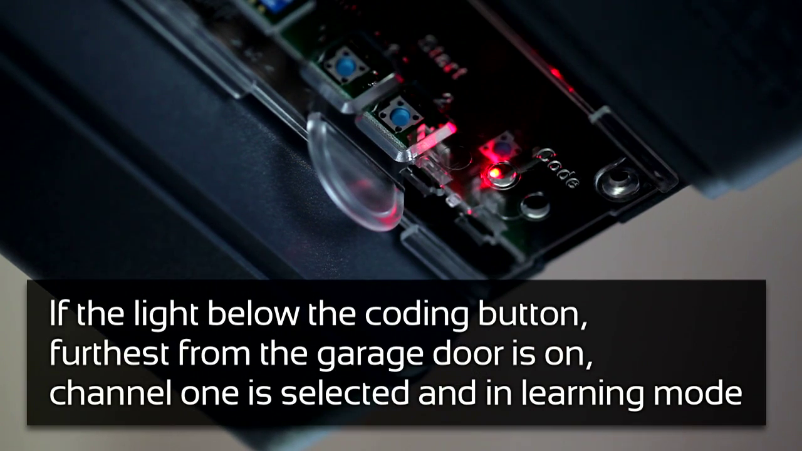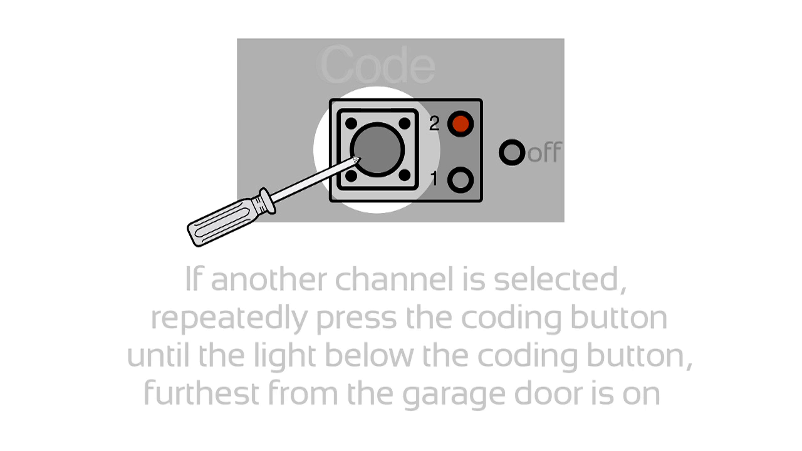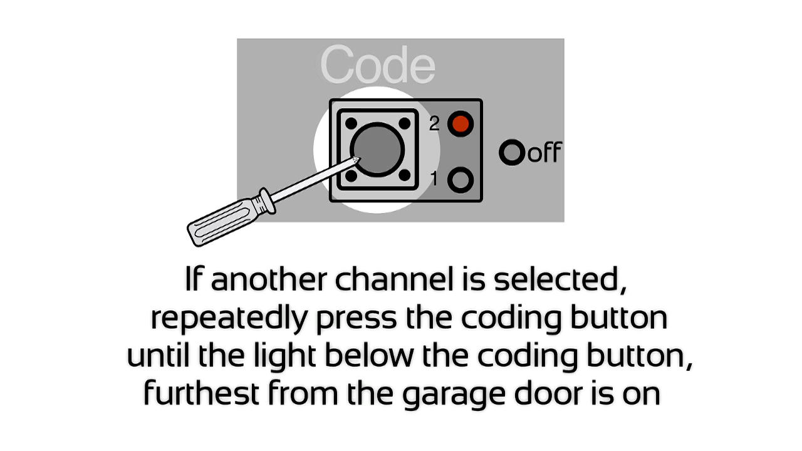If the light below the coding button, furthest from the garage door, is on, channel 1 is selected and in learning mode. If another channel is selected, repeatedly press the coding button until the light below the coding button, furthest from the garage door, is on.